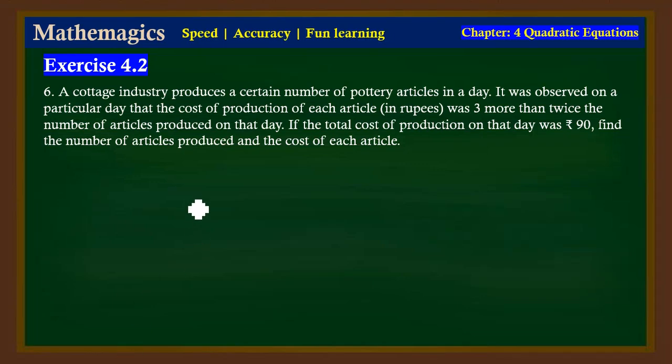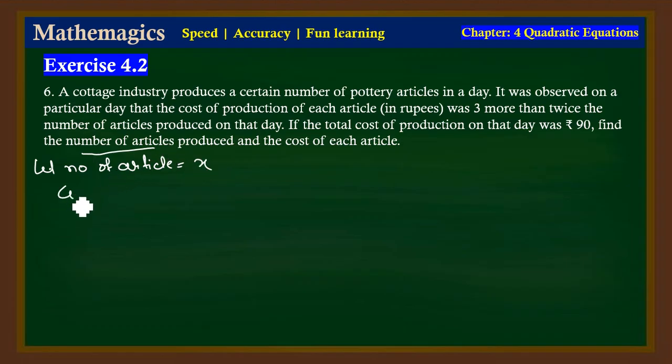So dear friends, here the question is asking that find the number of articles produced. So basically here I will be taking that let number of articles is equal to x. So obviously what is the cost?